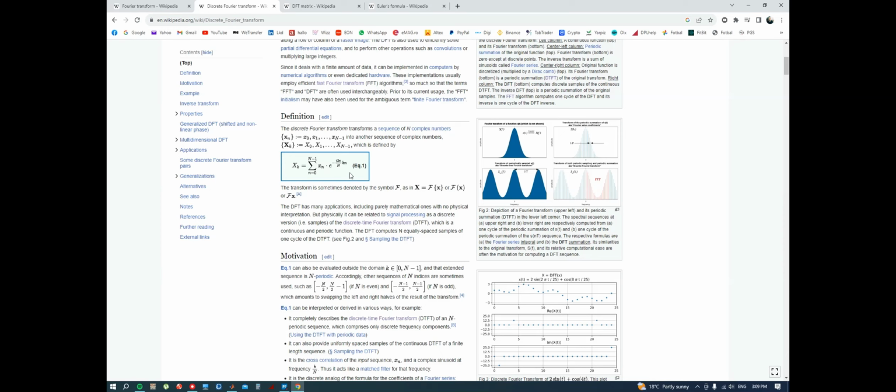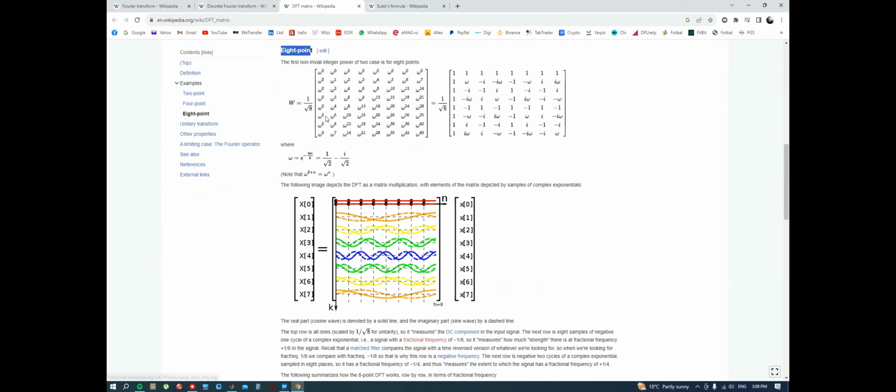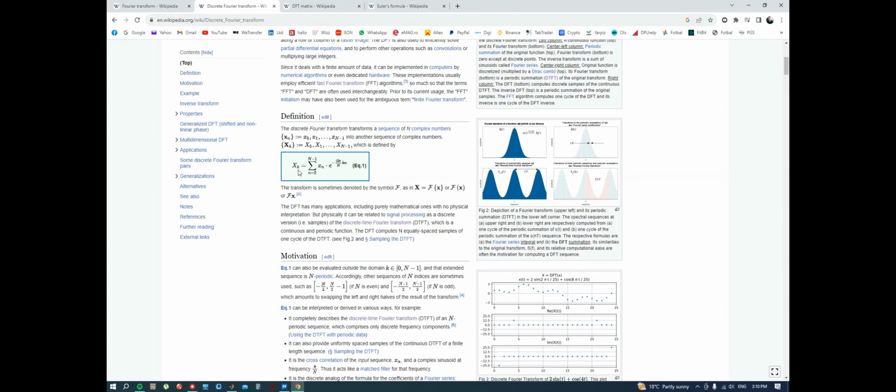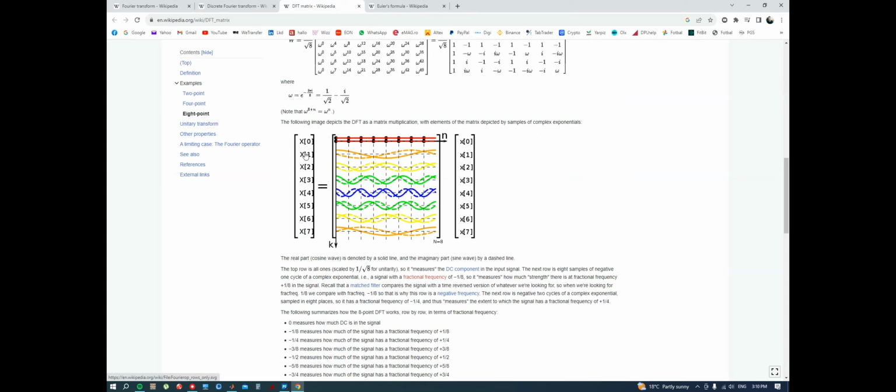Writing this equation in the matricial form, as you can see here, the first term is xk, the frequency component vector. The second term is the discrete Fourier transform matrix, the analyzing function actually. This is depicted graphically. And the last term is the data vector, the discrete data vector.